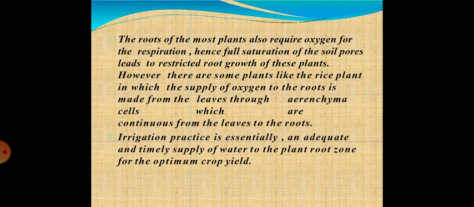The roots of most plants also require oxygen for respiration, hence full saturation of the soil pores leads to restricted root growth of these plants. However, there are some plants like the rice plant in which the supply of oxygen to the roots is made from the leaves through parenchyma cells, which are continuous from the leaves to the roots. Irrigation practice is essentially an adequate and timely supply of water to the plant root zone for the optimum crop yield.